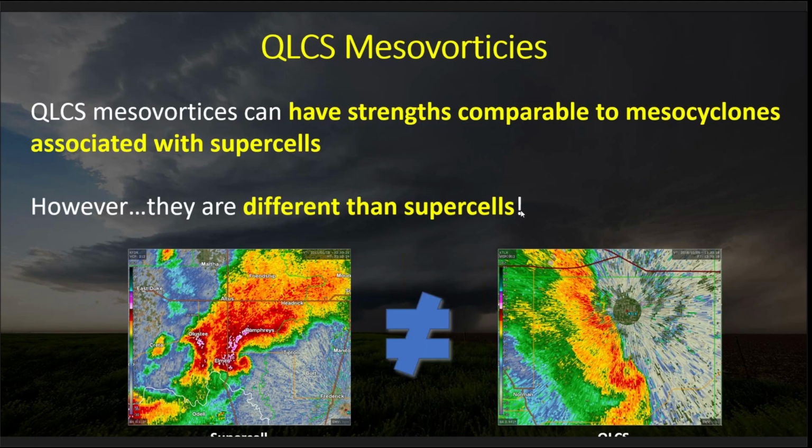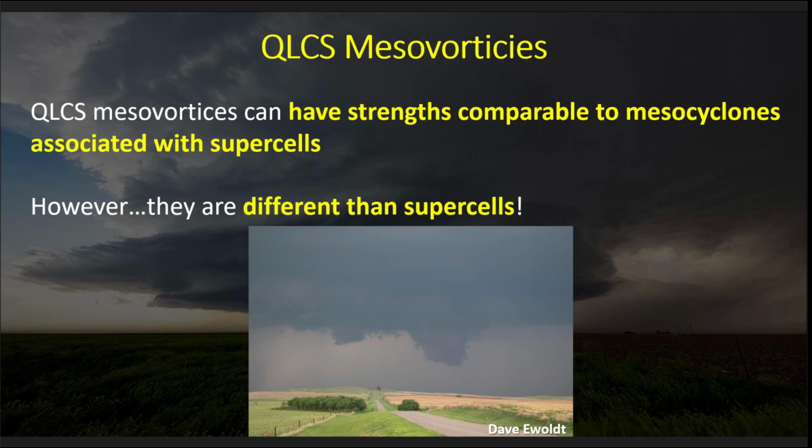They have strengths comparable to mesocyclones associated with supercells, but they are different than supercells. Don't expect them to be visually the same. They often look visually different. You don't expect to see the striations and curved inflow bands, and many times tornadoes will be rain-wrapped in these QLCS events because they're within lines of storms. Basically, don't expect that.